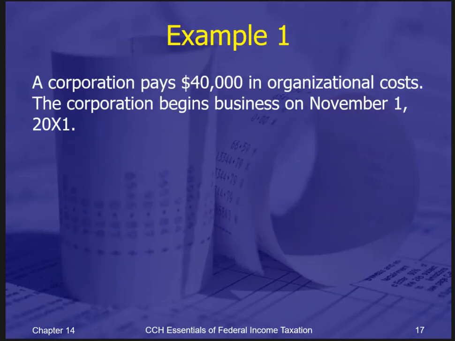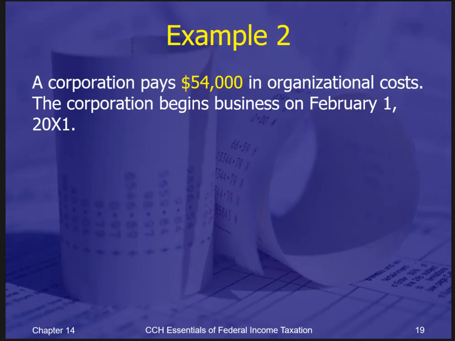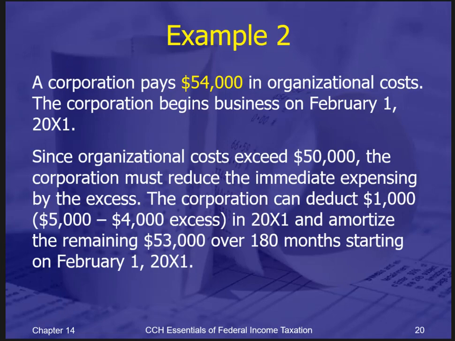So for example, we pay $40,000, and we get in business on November 1st. It doesn't go over 50,000, so we can deduct $5,000 now, the other $35,000 over 180 months. Now suppose we've gone over $50,000, so we have to reduce the amount we can deduct. So we can only deduct $1,000 now out of our 54. The other 53 go over 180 months. Okay, so it was reduced because of the excess over 50,000.